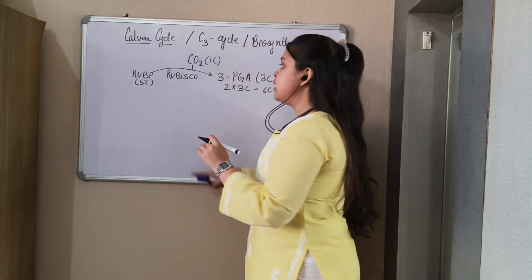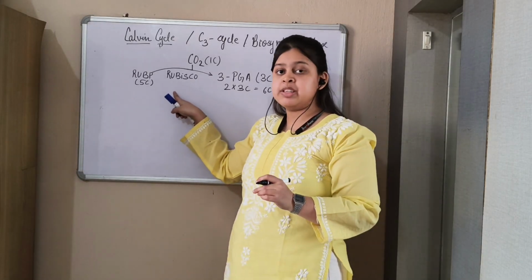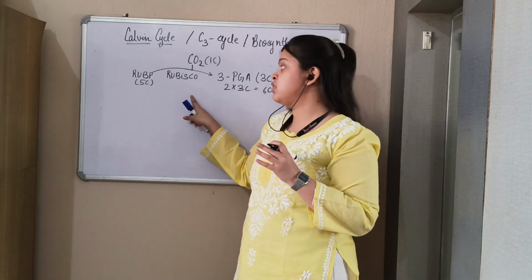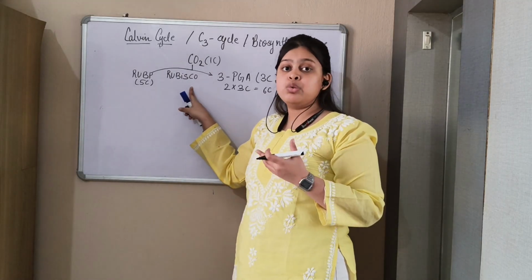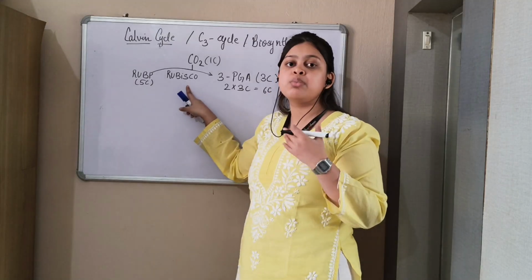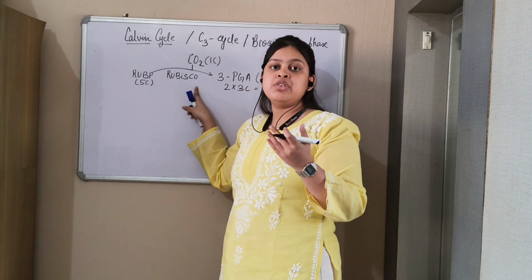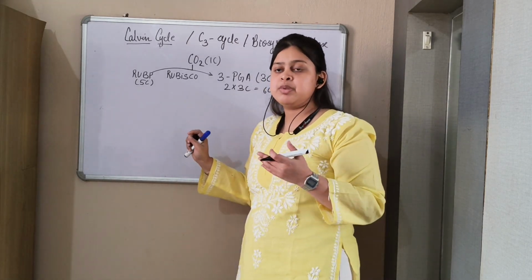The full form is ribulose bisphosphate carboxylase oxygenase, which means the active site of Rubisco can bind to both CO2 and oxygen. But normally in the C3 cycle, it will bind to CO2. That means carboxylation is more preferred. But it can also bind to oxygen when there is a high temperature and high oxygen concentration, which we study in photorespiration.